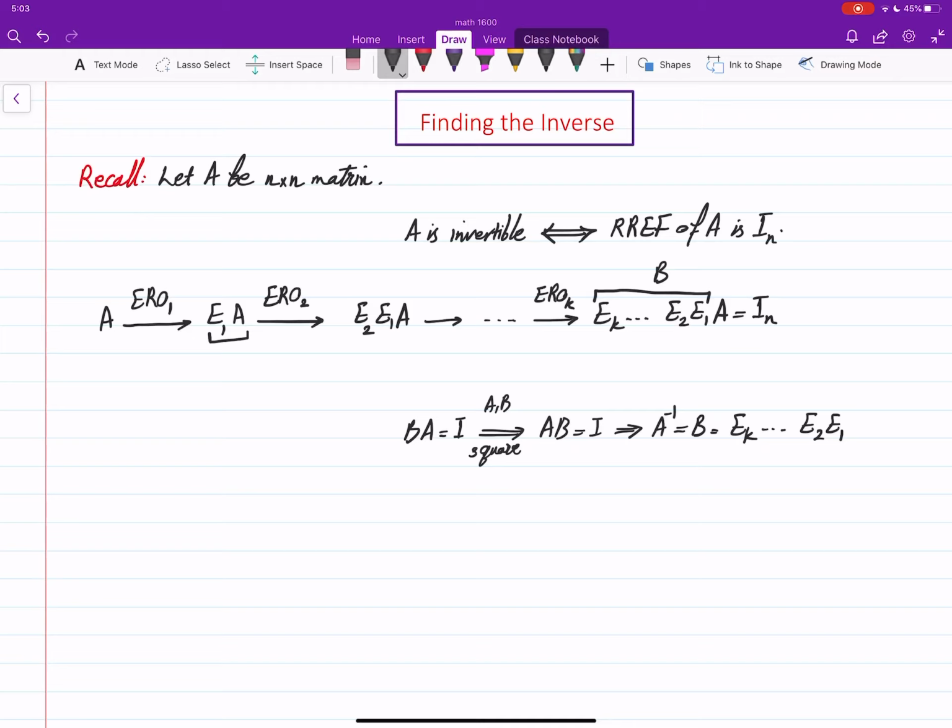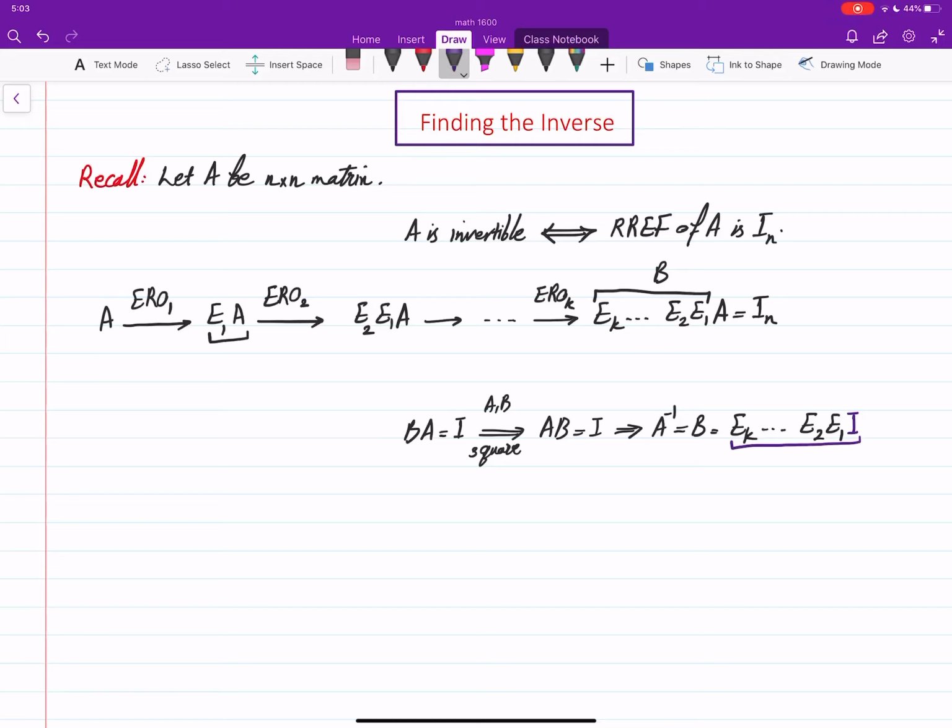Very nice. This is very nice theory, but how can you use this to compute the inverse? Well, the key point here is that I can write B, or A inverse, as Ek multiplied to Ek minus 1 up to E1 times the identity matrix. The identity matrix acts like 1. When you multiply two matrices from left or right, you get the same matrix back.